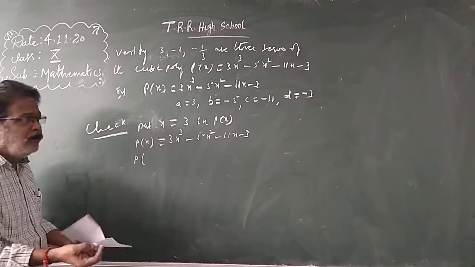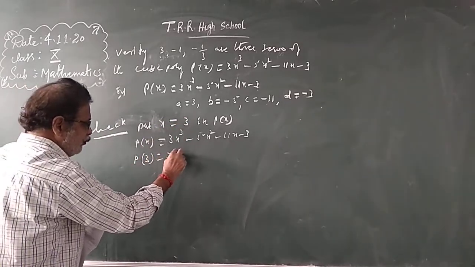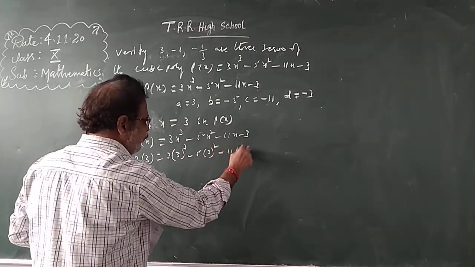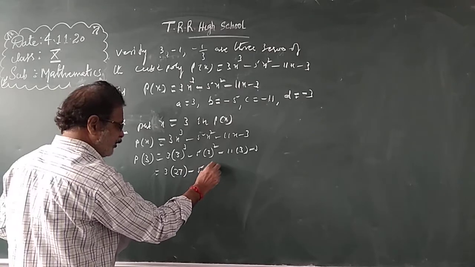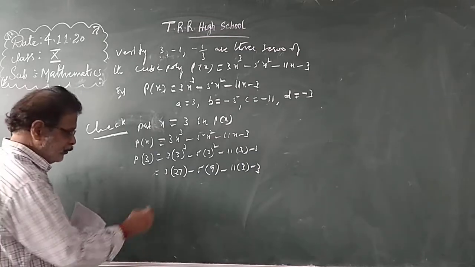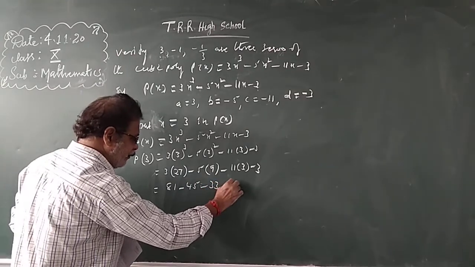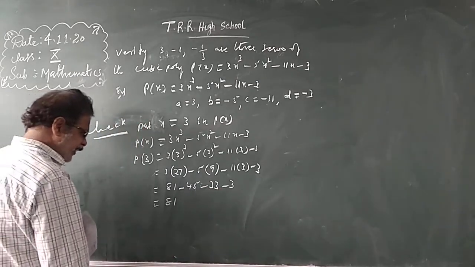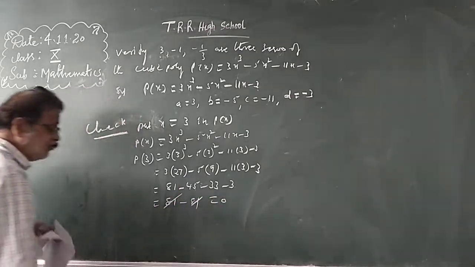How do you know? You substitute it. Put x equal to 3, x replaced by 3 in this polynomial: 3 into 3 cube minus 5 into 3 square minus 11 into 3 minus 3. So, 3 cube means 27, minus 5 into 3 square 9, minus 11 into 3, minus 3. 27 times 3 is 81, 5 times 9 is 45, 11 times 3 is 33, minus 3. So, 81, all negative values added: minus 45, minus 33 is minus 78, minus 78 minus 3 is minus 81. Plus 81 minus 81, 0 we got. So, we got 0 as the answer.